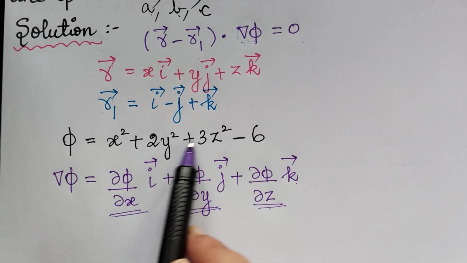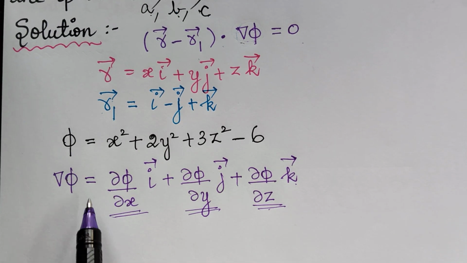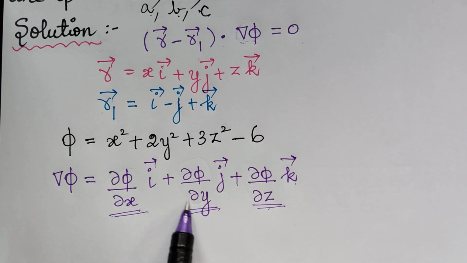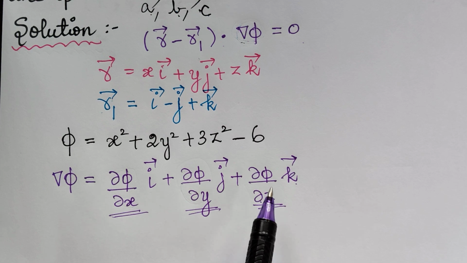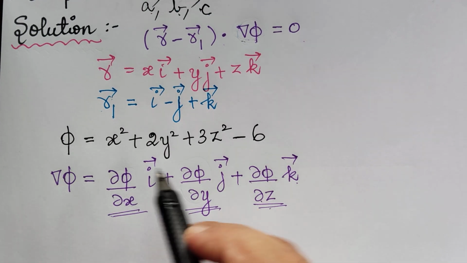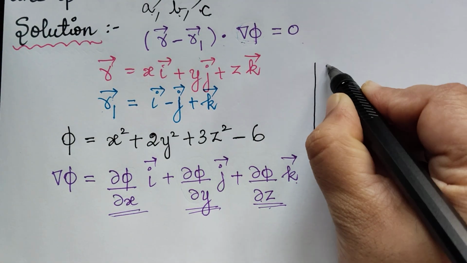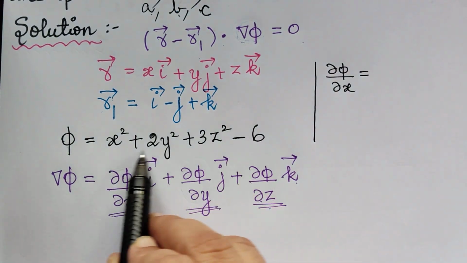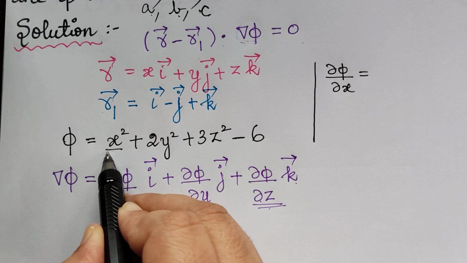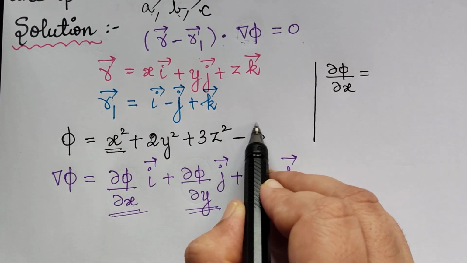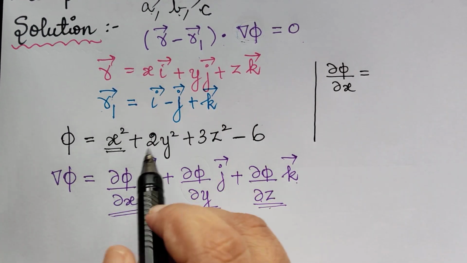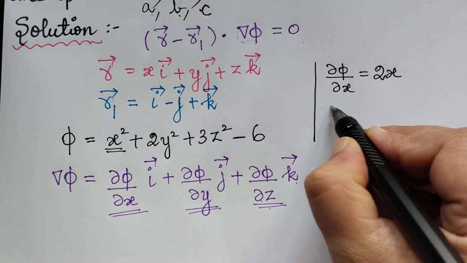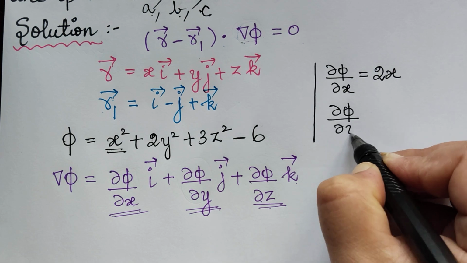That is, we have phi. So let us differentiate phi partially with respect to x and substitute here, partially with respect to y and substitute here, and partially with respect to z and substitute here. So from this phi, dou phi by dou x is equal to, if you differentiate this partially with respect to x, here alone you have x. So all this will be treated as constants and they will become 0. And what is the differentiation of x square? It will be 2x.